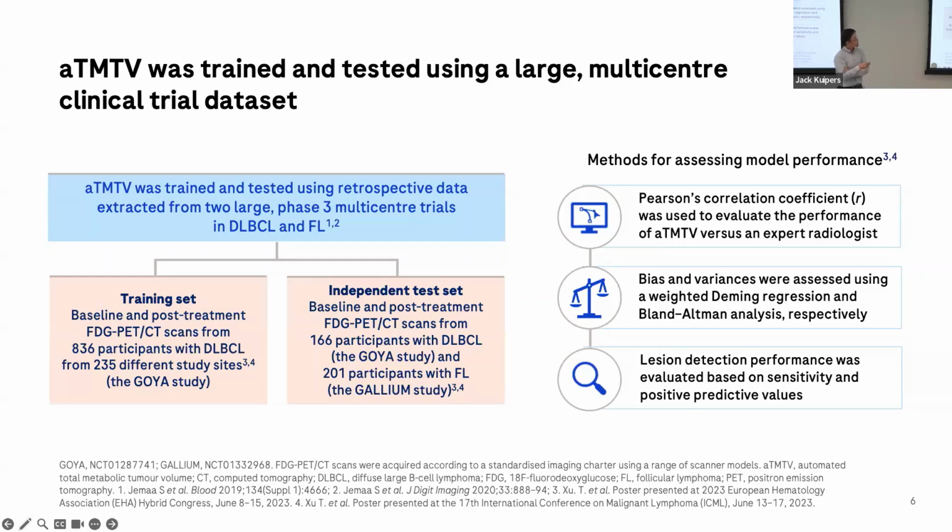Although TMTV is the major measurement of this algorithm, to help with interpretability, to understand what exactly has been captured by the algorithm, we additionally analyzed the lesion detection performance of the algorithm, trying to see if the algorithm identified the true lesion, because it could be possible that you have calculated a similar TMTV, but a non-relevant lesion area got detected.